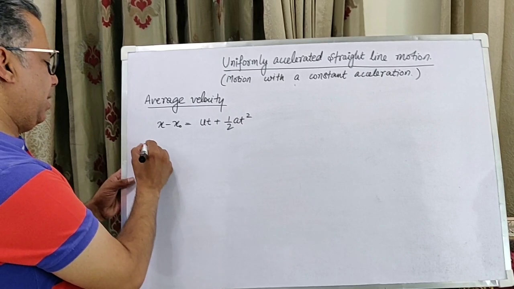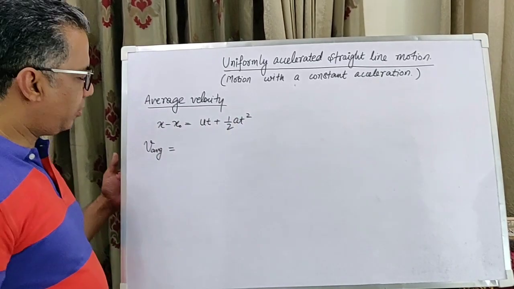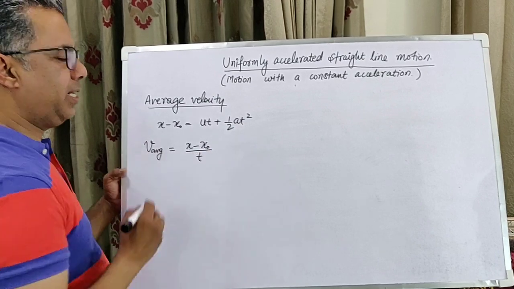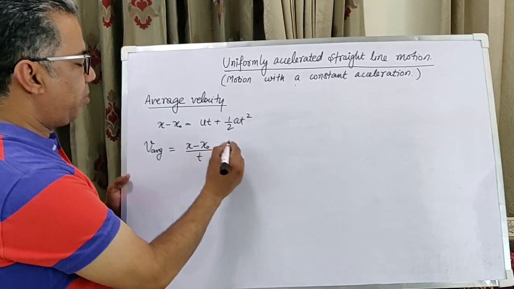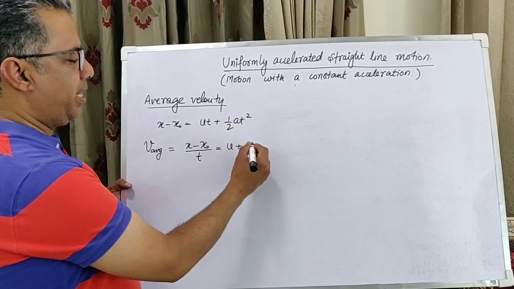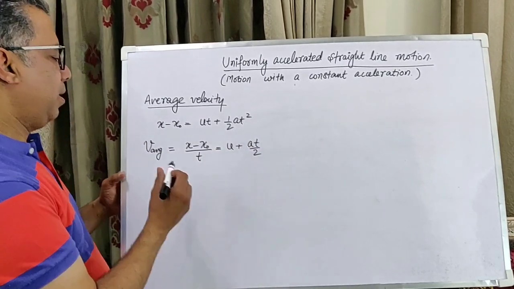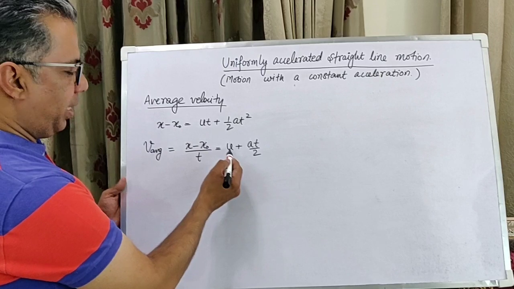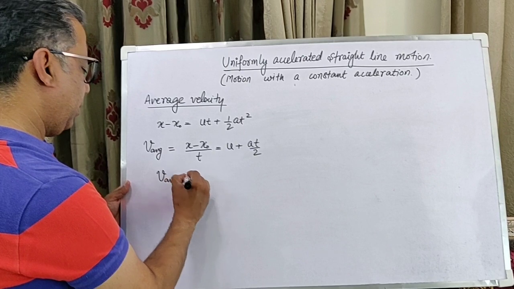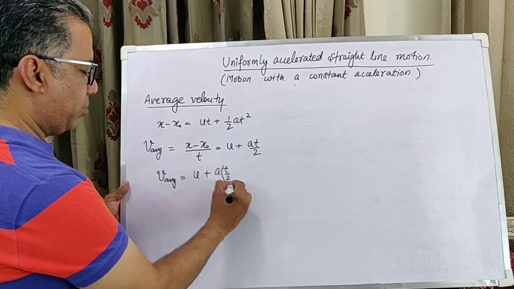So to get the average velocity, we divide both sides of the equation by t. So x minus x naught by t gives me, on the right hand side, you divide this by t, you get u. You divide this by t, you get a t by 2. So the average velocity comes out to be u plus a into t by 2.